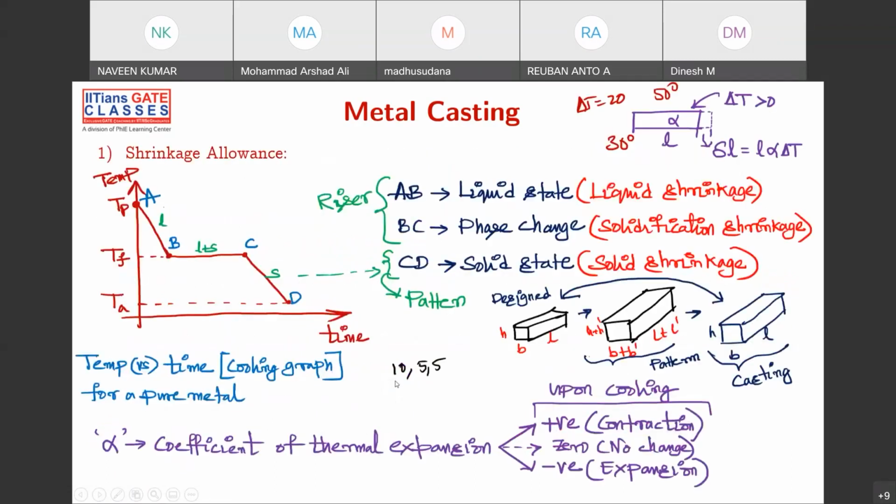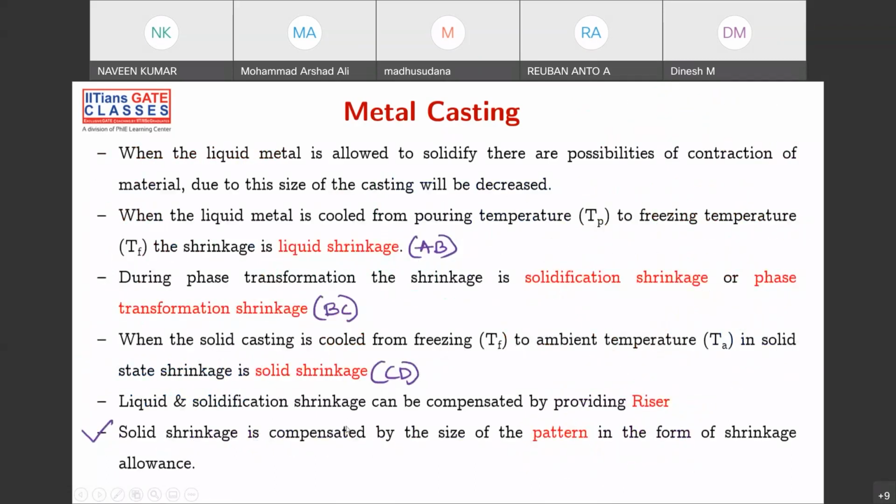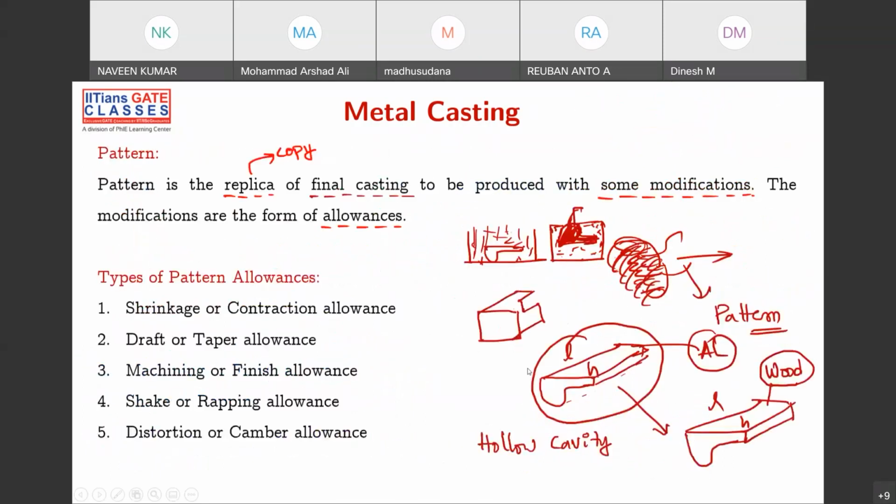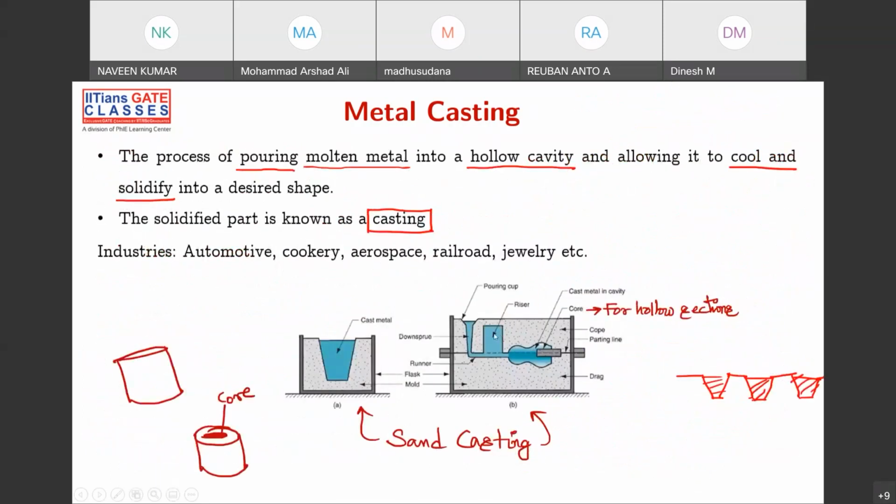And these two are very important points. Let me discuss them here itself. So liquid and solidification shrinkage can be compensated by providing a riser. Those who haven't heard of riser, don't worry, I'll be discussing it. Riser is nothing but, if you go and see back here, this is called riser.